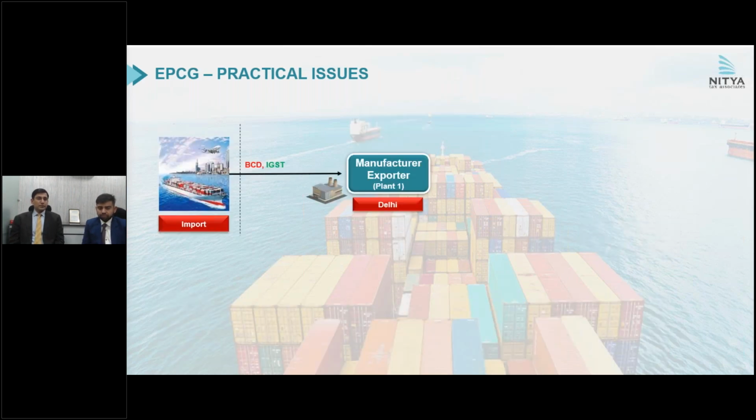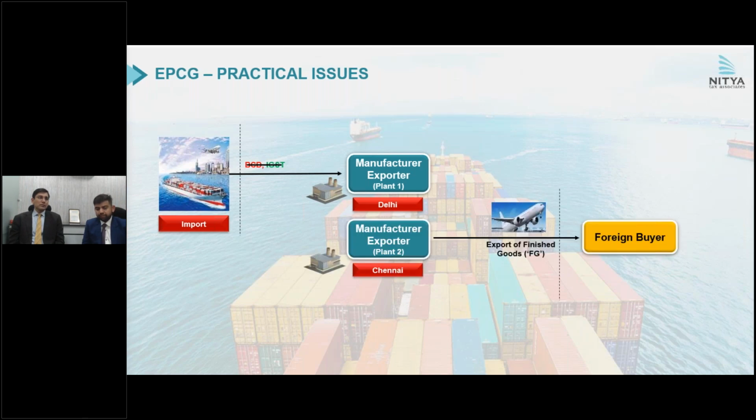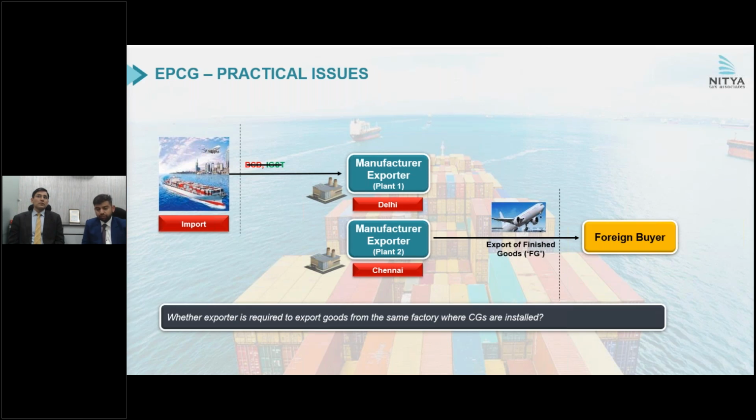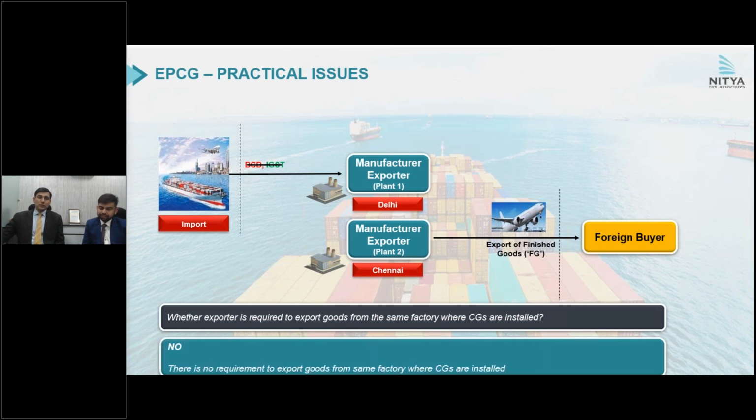Another example is, suppose a manufacturer imports the machinery in their plant 1, say in Delhi, and saves the duty. But he has another plant in Chennai and he is exporting the goods from that plant. So whether the exporter can claim the benefit for this EO obligation because the machinery is installed in Delhi and he is exporting the goods from Chennai. So in our view, yes, he can claim the benefit for the export made from Chennai plant, and the same EO will be considered for the same.